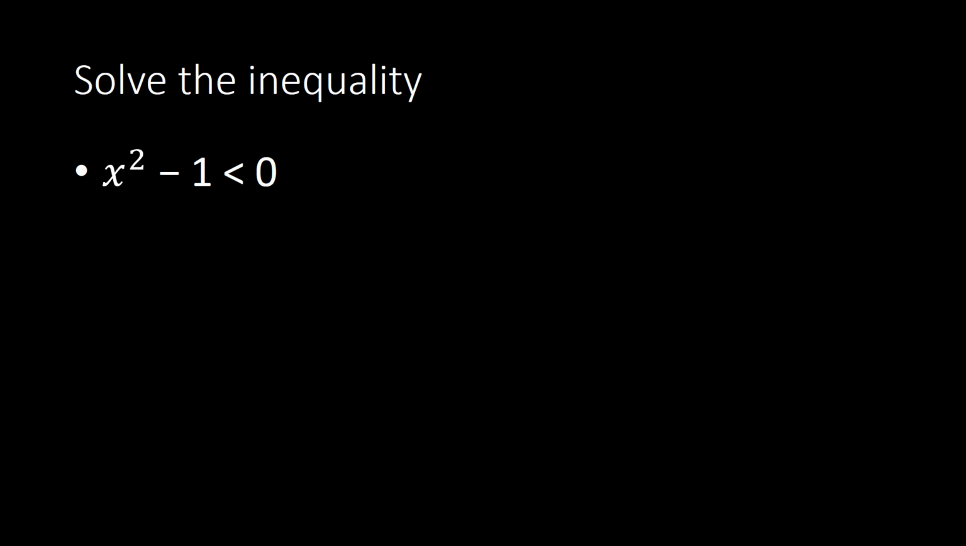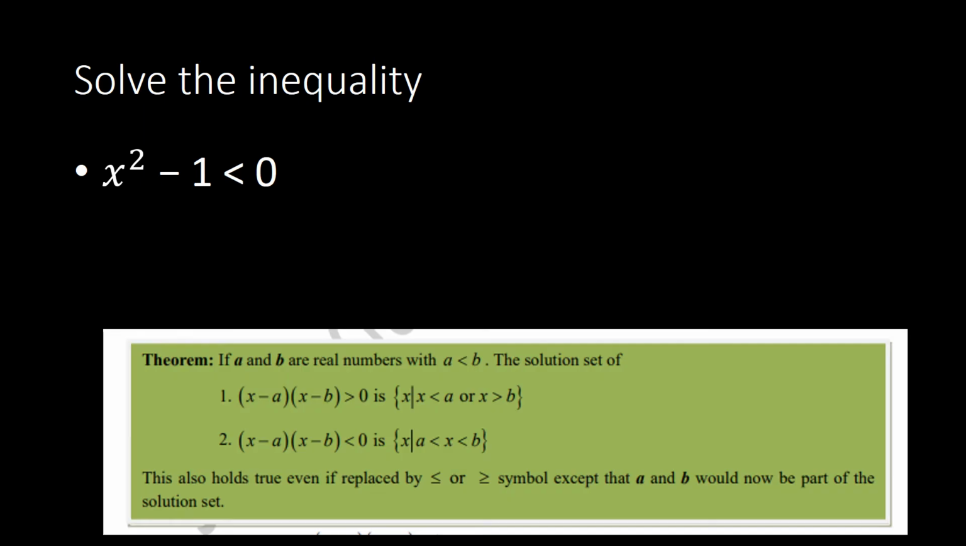Now for you to solve this one, we need our theorem, in which if a and b are real numbers with a less than b, the solution set of your inequality will be as follows. When you have the greater than symbol, our solution set follows the format x is less than a or x is greater than b. And if you have the less than symbol, you follow the format for writing your solution as x greater than a but less than b.